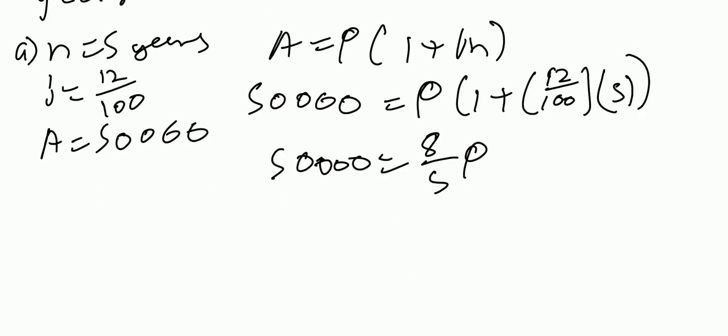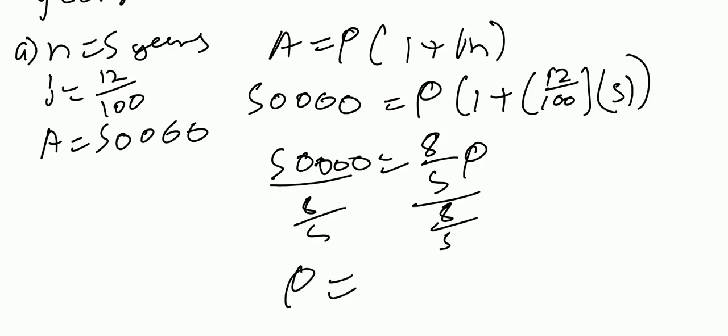You are going to divide both sides by 8 over 5. Then your P will be 50,000 divided by 8 over 5, which is 31,250. That means for Sam to go on a holiday, he must invest 31,250 at the beginning of the year if he wants to have 50,000 to go on holiday at the end of 5 years.